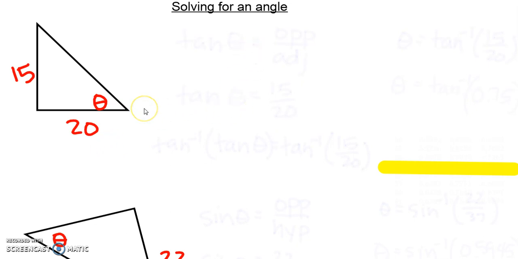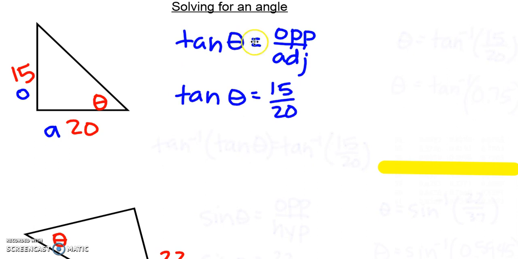So after we label this triangle here, which I will do right now, after we label this triangle, this is our opposite side, and this is our adjacent side, so we're going to be using tangent. So we start with the equation just like we have been doing other times. Tangent of theta equals opposite over adjacent. And just like we have done in the past, when we write out that equation, then we start plugging in what we know. So in this case, we do not know theta.